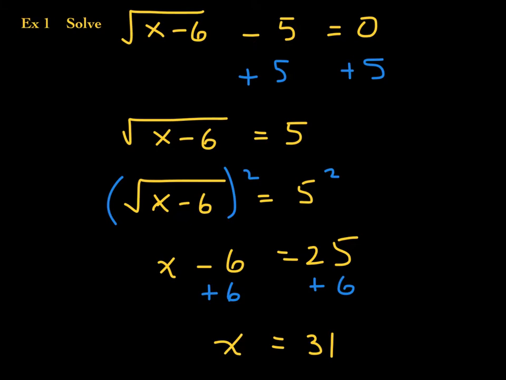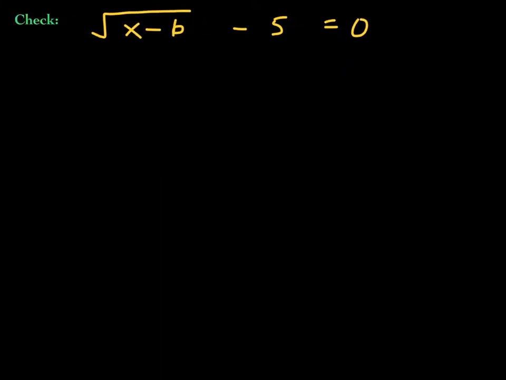All right, my proposed solution is 31. It's now time to check my answer. All right, here's my original equation, and what I'm going to do is substitute in my proposed solution of 31. Right, that's what we got. So I'm substituting in 31 for the variable, and you're just simplifying the left-hand side and confirming that it's 0.